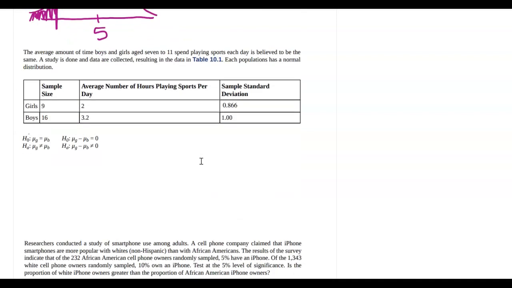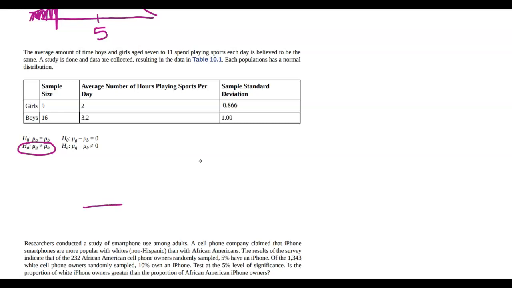The average amount of time boys and girls aged 7 to 11 spend playing sports each day is believed to be the same. However, maybe we might want to prove that they are just different. Notice in this problem stem, it doesn't say one is bigger than the other. It's just like they're believed to be the same. Here's some data, and then here's your hypotheses. So in this case, this is called a two-tailed test because I just want to know if they are actually different from each other or not.